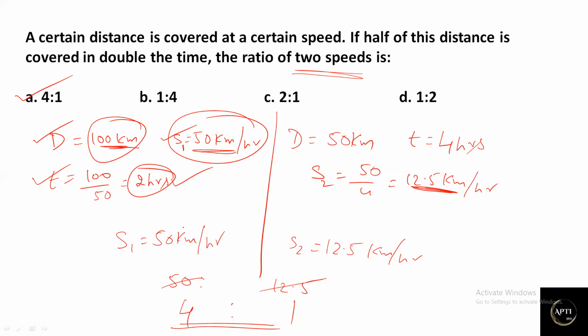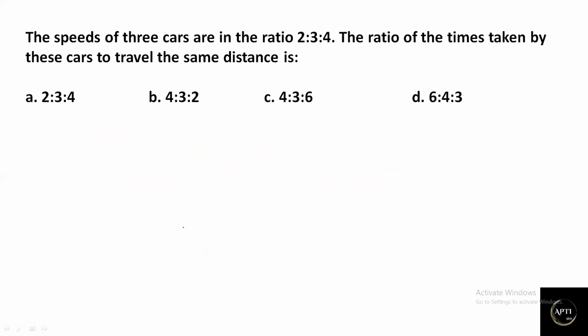Now we'll move on to the next one. The speeds of three cars are in the ratio 2 is to 3 is to 4. The ratio of the times taken by the three cars to travel the same distance. Very simple. Here they have given the speeds of three cars. Let us consider A, B, and C. These are the speeds of the cars A, B, C. What are the ratios? 2 is to 3 is to 4.